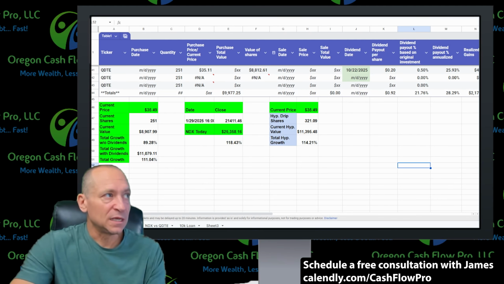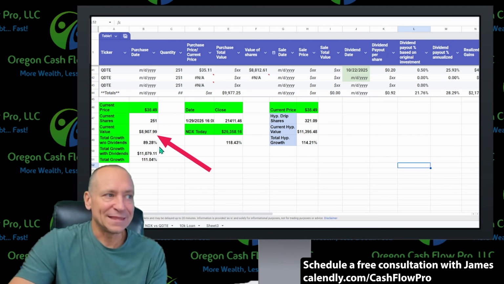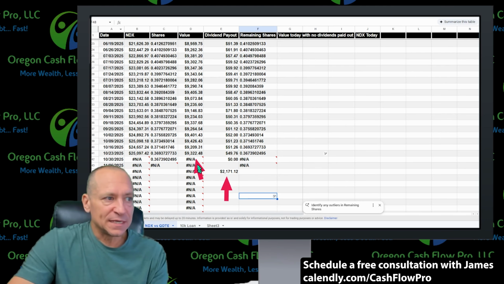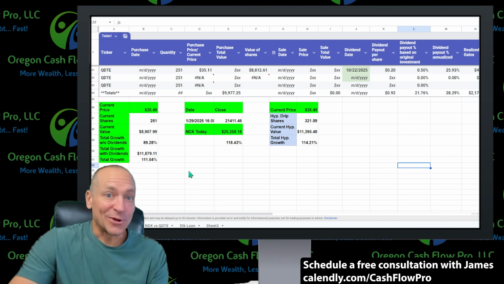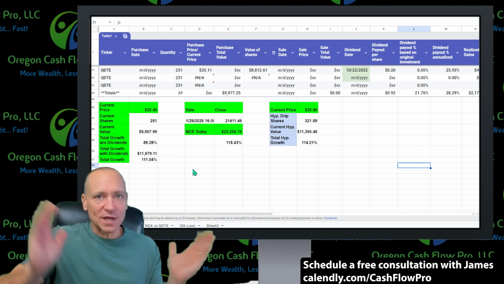Over here in QDTE, our shares are currently worth $8,900. So we're like $400 behind. If we add this and this together, that's $11,493 compared to $11,079. So in this scenario, so far, we're not done with this.